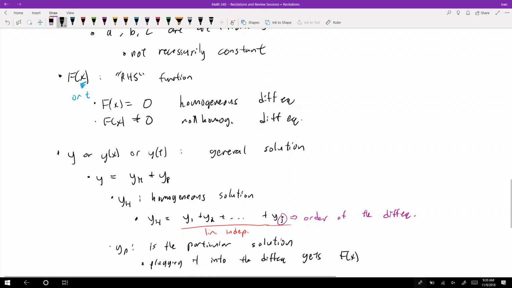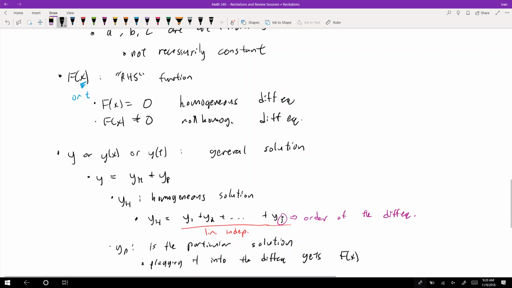The particular solution could be a linear combination of a bunch of terms, or it could be just one term. It really depends on what your right-hand side is. But the homogeneous will always have the same number of linearly independent solutions as the order. That's more important to know. Okay, did I get through everything? Any questions?